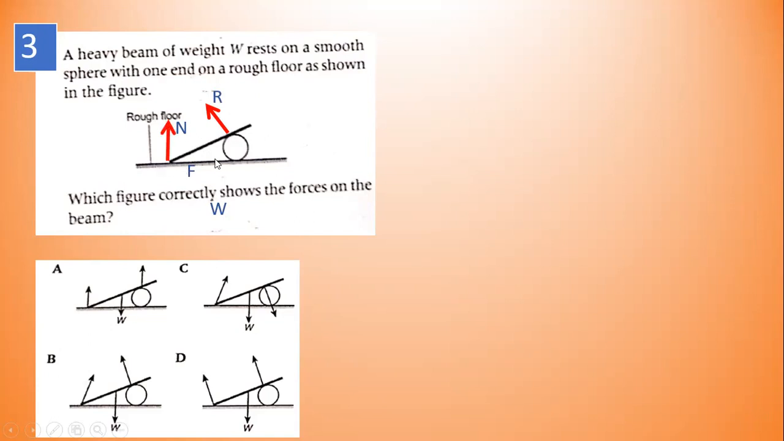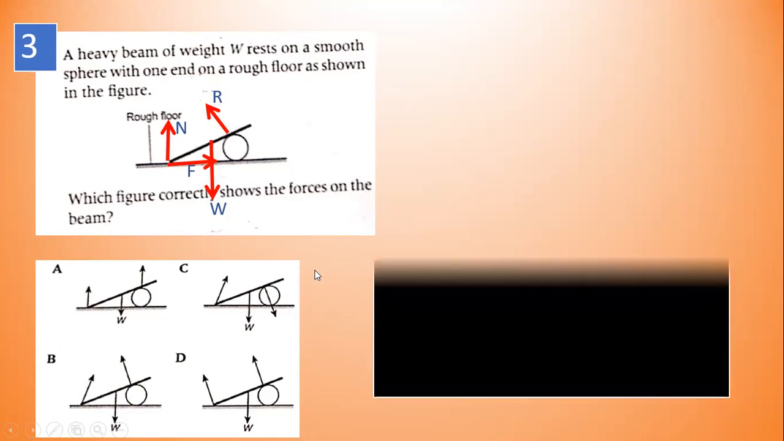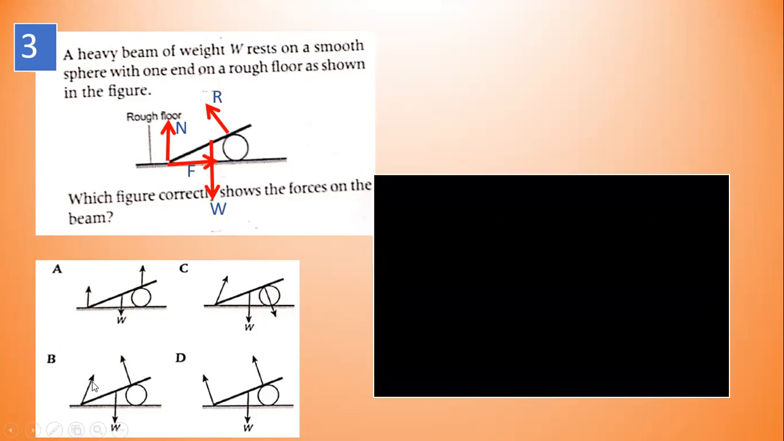And then from the floor, there must be a normal reaction upwards there. And because that plank or heavy beam will move to the left, friction must come to the right. And the weight acts at the center of gravity, going downwards there. But we don't see this as separate forces, F and N. We can form a rectangle and then find the resultant. And the best answer is this one, B.